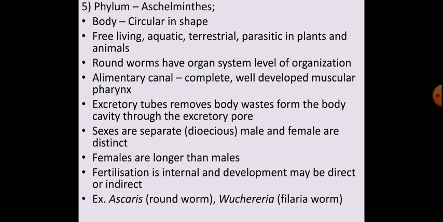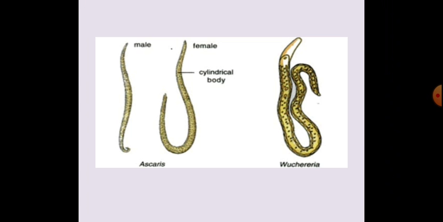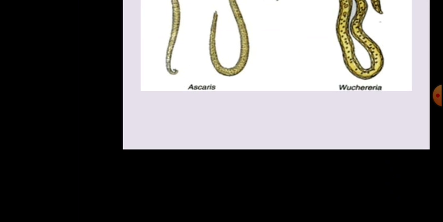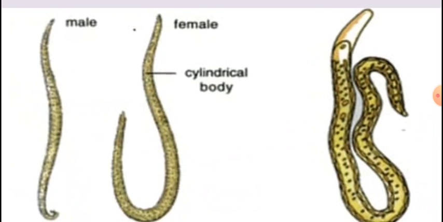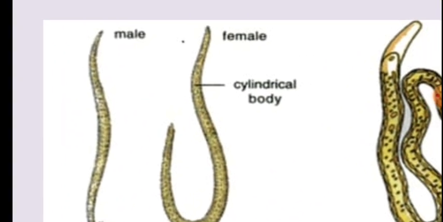Next phylum is phylum Aschelminthes. Now, the body of Aschelminthes is circular in shape. They are round in structure, circular in shape. Examples belonging to this phylum are called roundworms. See, Ascaris, scientific name is Ascaris. They are commonly called roundworms.